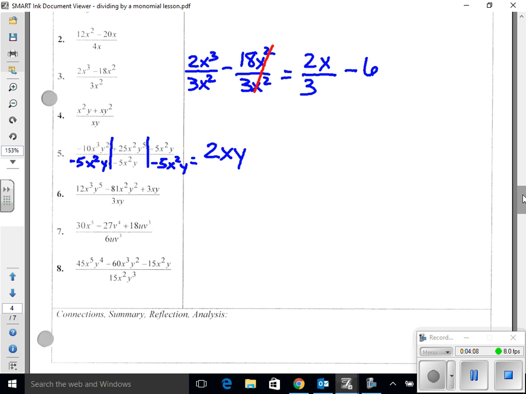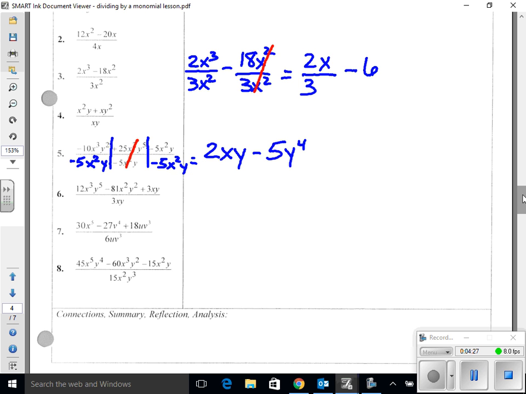Then I go to the middle and I do the same process. 25 divided by negative 5 is negative 5. X squared over x squared, remember, if it's the exact same thing, it cancels out. So there are no x's in that middle term. And then y to the 5th over y would make y to the 4th power. Again, there's still nothing on the bottom.